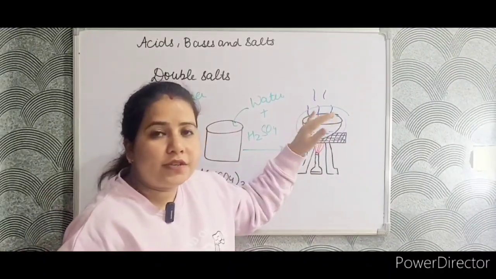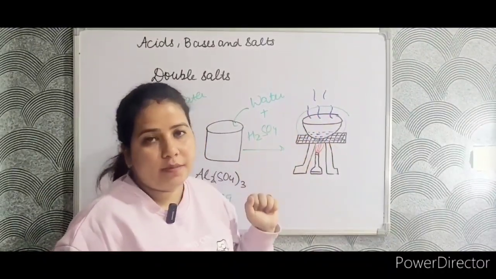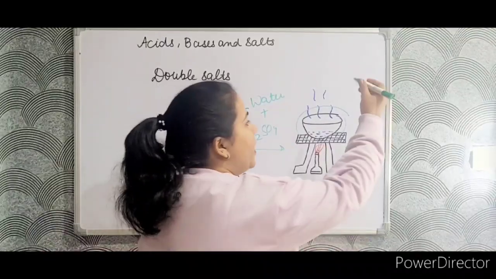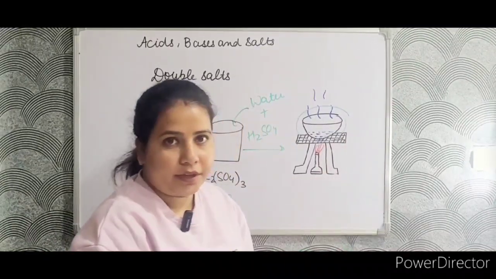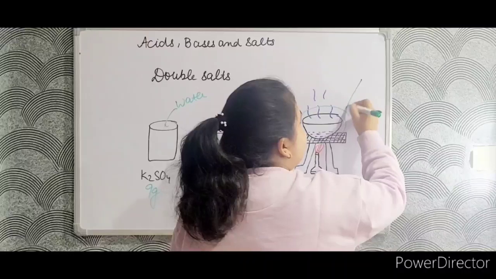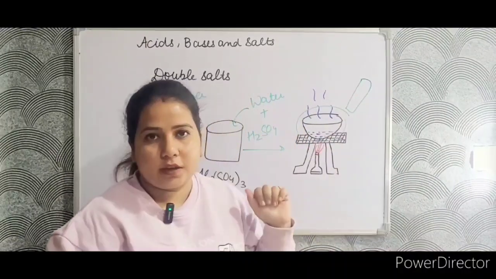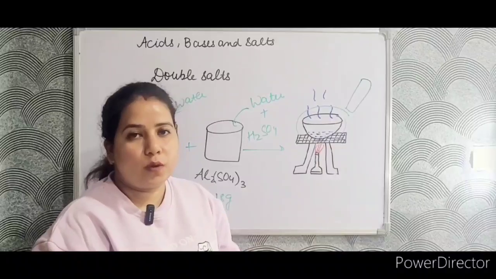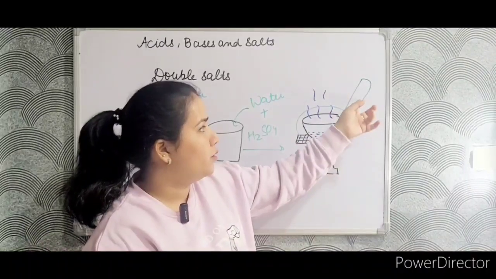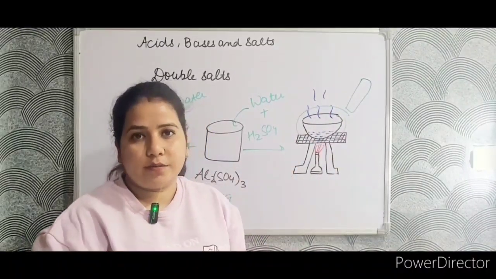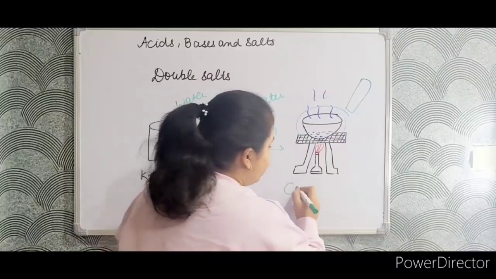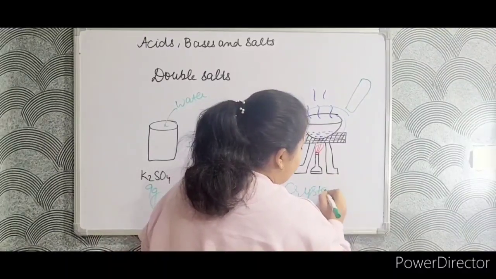When this mixture in the china dish remains half, we will add a glass rod to it. Some mixture is coated onto the glass rod. When wind is blown to the glass rod, some crystals are formed. That point is called crystallization point.